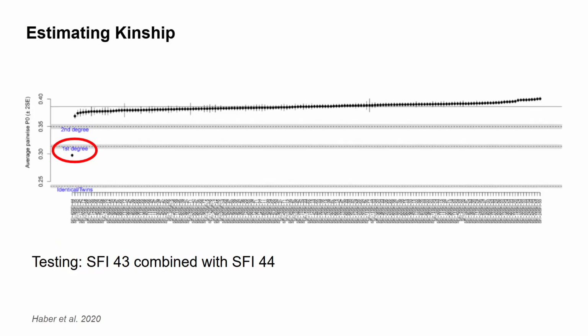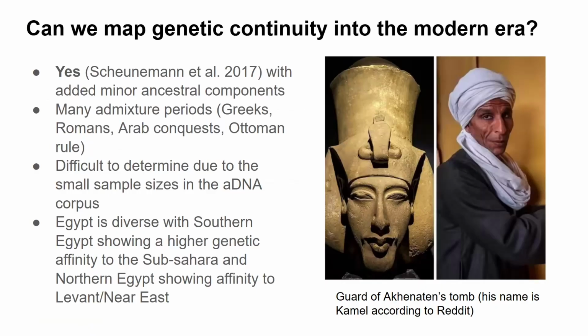But now this raises the question, can we map genetic continuity into the modern era? And yes, we can. Interestingly, Schuenemann et al. showed that we can, with minor ancestral components, because in history in general, you have a lot of population turnover and admixture events. Ancient Egypt saw the Greeks, the Romans, the Arabs, the Ottomans, the Turks. So it's really difficult to say there's 100%, but there are probably minor components added with each different invasion or civilization. And again, it's difficult to determine due to the small sample sizes in the aDNA corpus, but what we have, we can see.